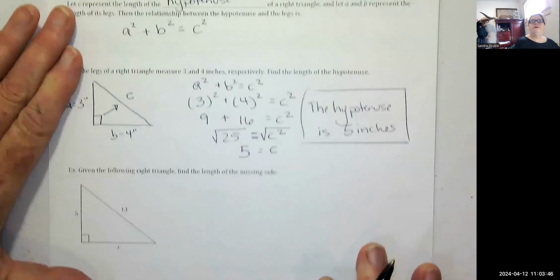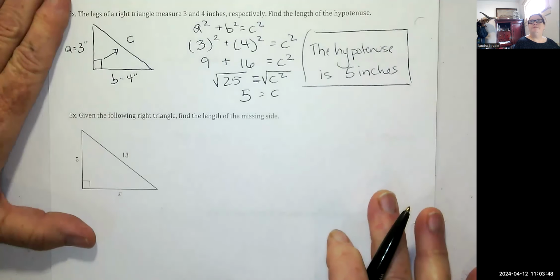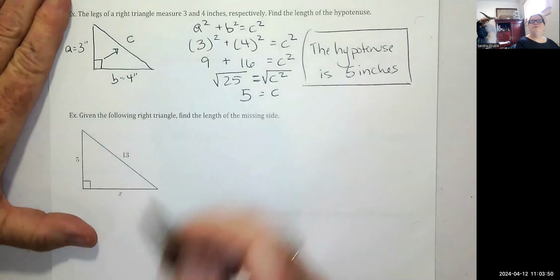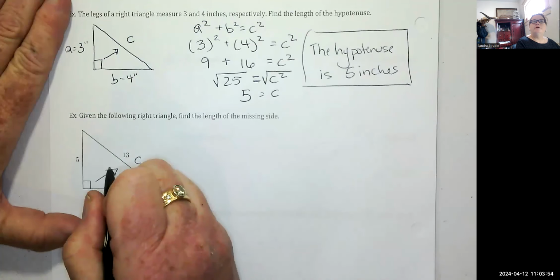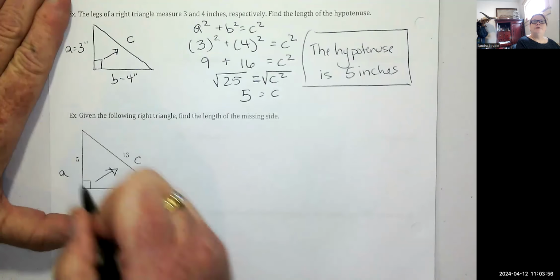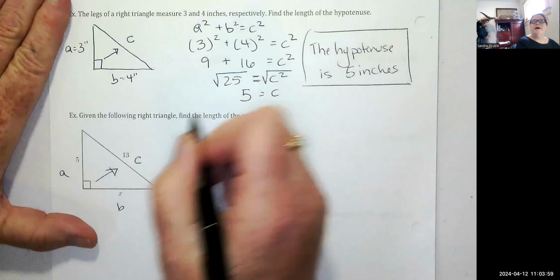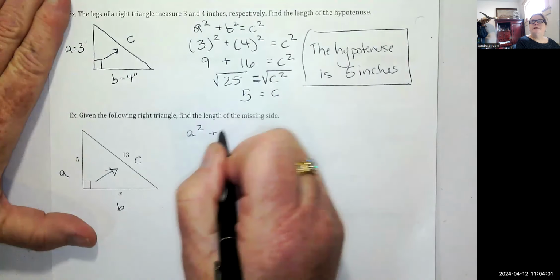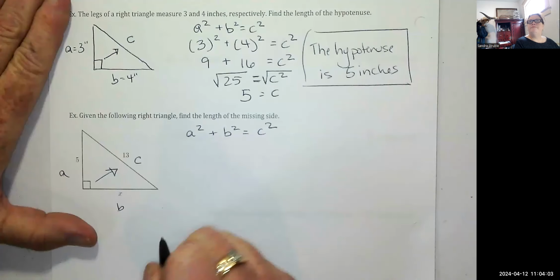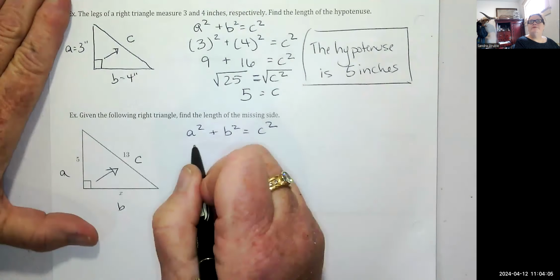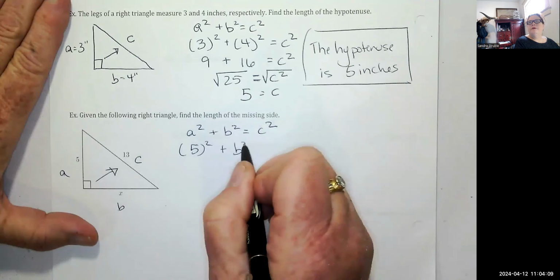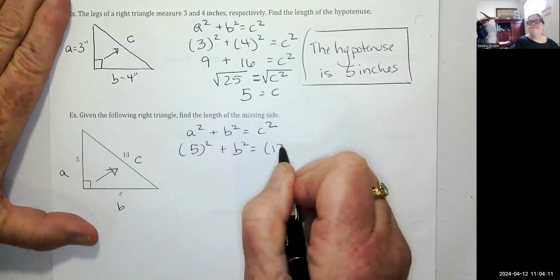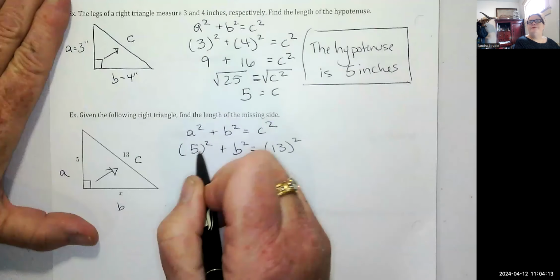Okay. Given the following right triangle, find the length of the missing side. So this one, instead of solving for the hypotenuse, which is directly across, we're going to be solving for, we'll just call it b instead of x. A squared plus b squared is equal to c squared. If a is 5, then 5 squared is 25, and b squared is equal to 13 squared.